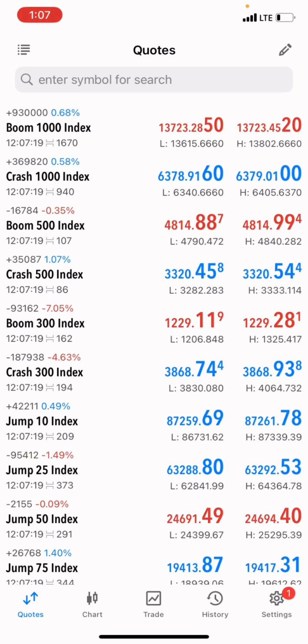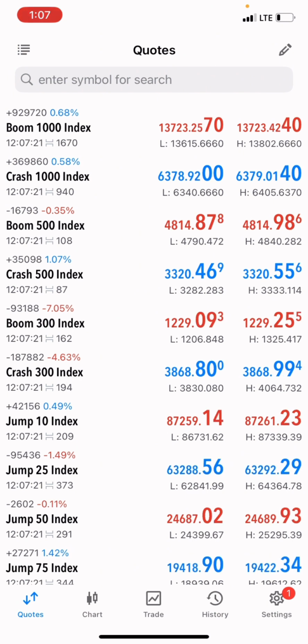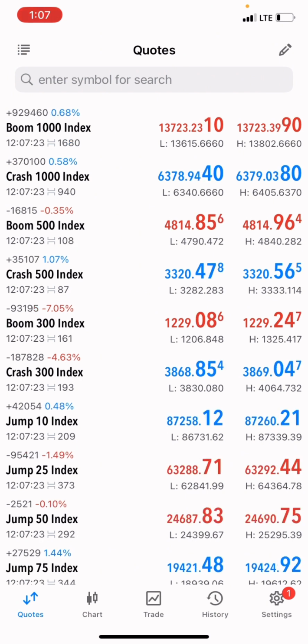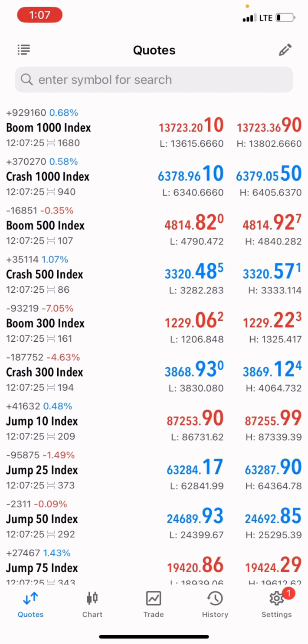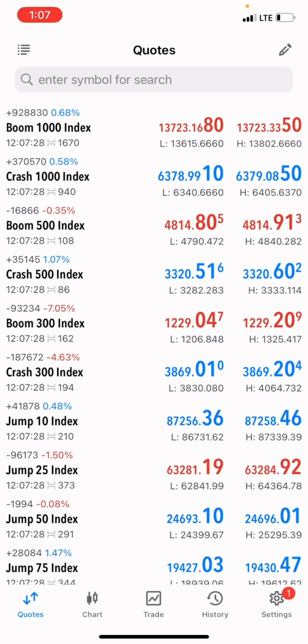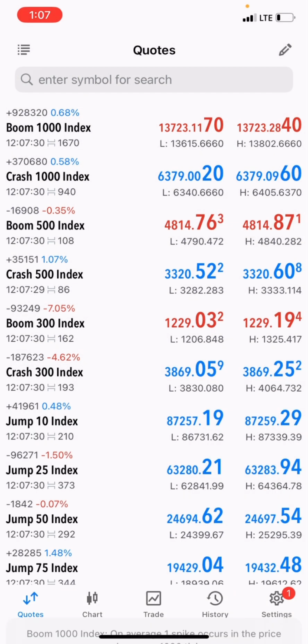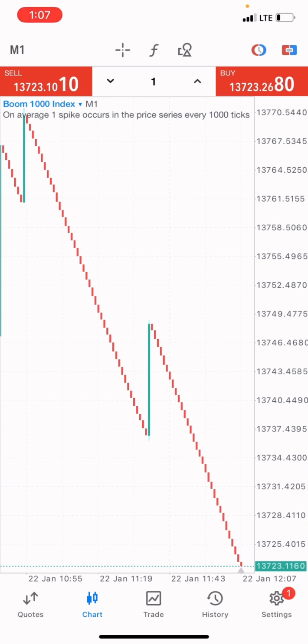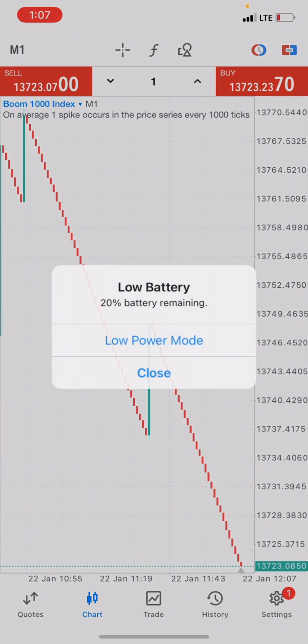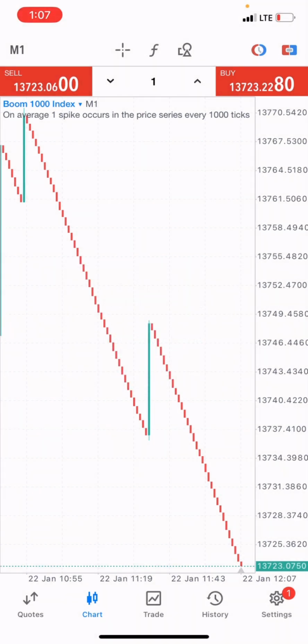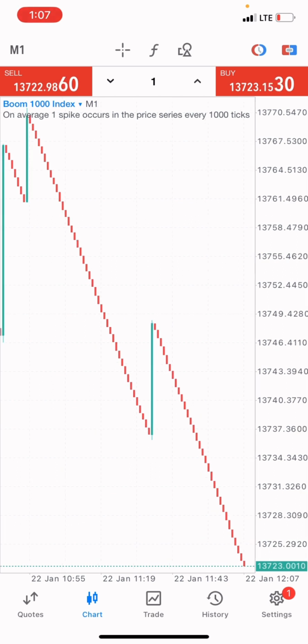In today's video, I'm going to share with you how you can catch spikes awesomely using two indicators that I'm going to share with you. Now we're going to start this trading on the Boom multi index. On the Boom multi index, we're going to put on the indicators first, which is the RSI.